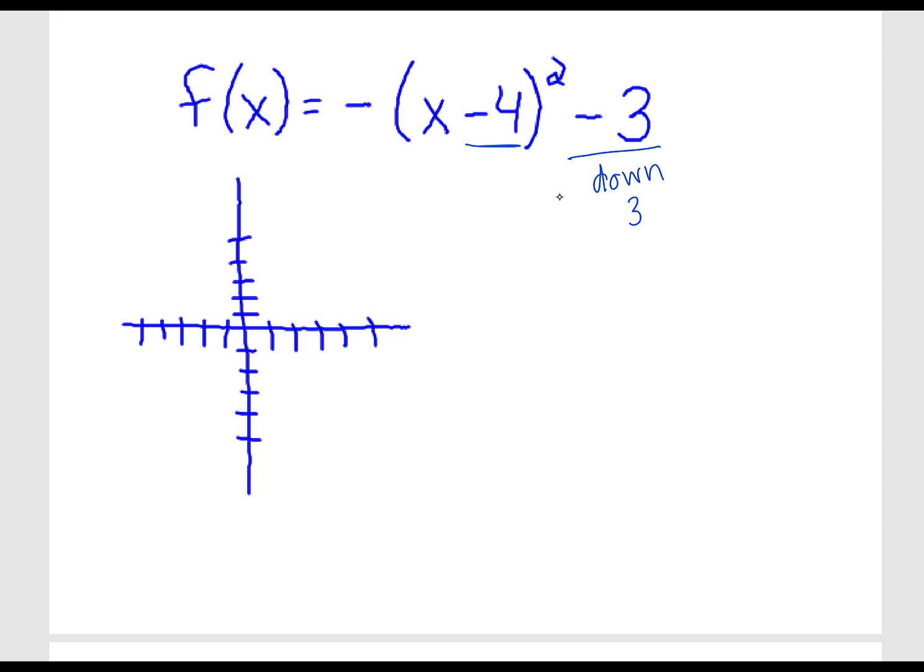This right here is inside of the function, so it's going to affect my x's. It's a left or right movement, and it's going to be opposite of what the sign tells me to do, right? So we're going to go right 4 units. And then this negative right here out front is outside of the function, so it's going to affect my y's, and I'll have a flip over the x-axis.